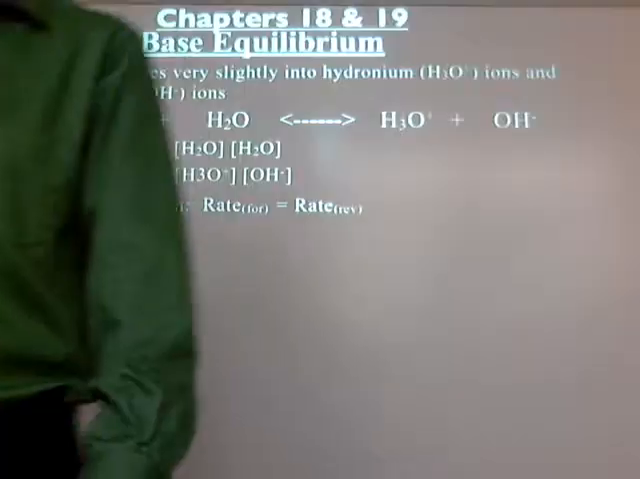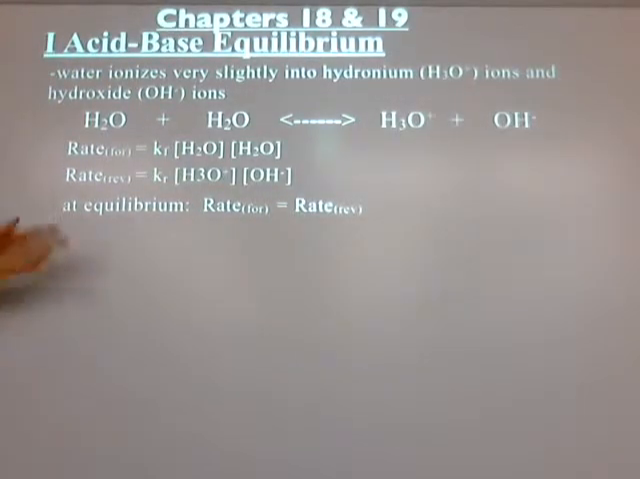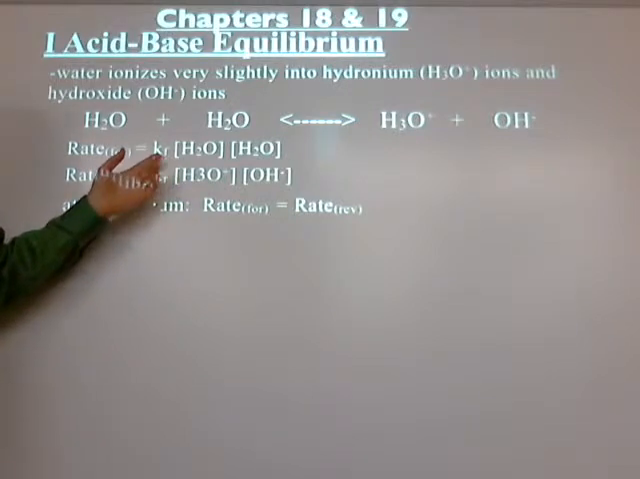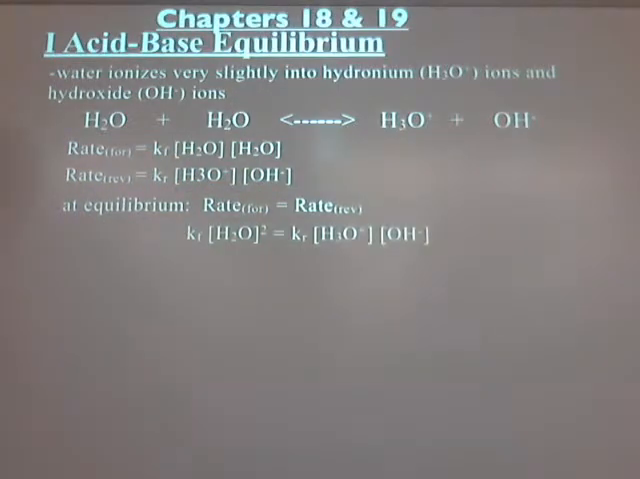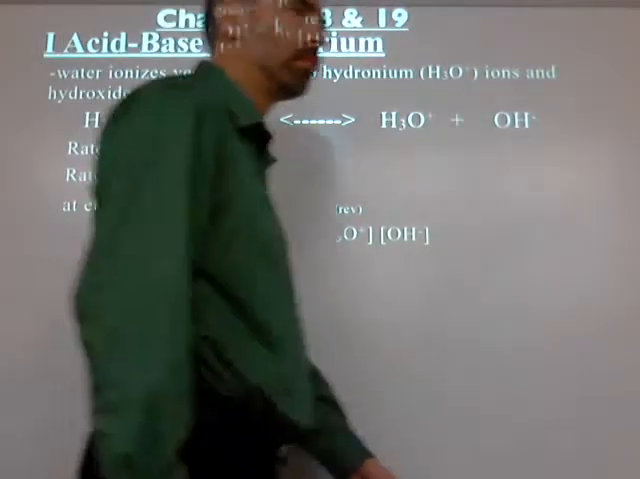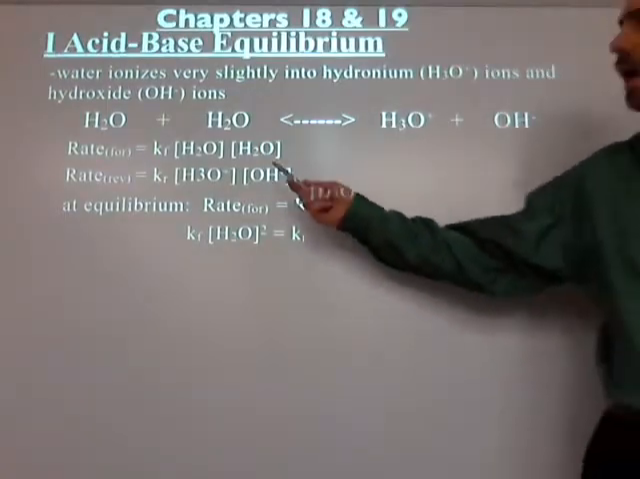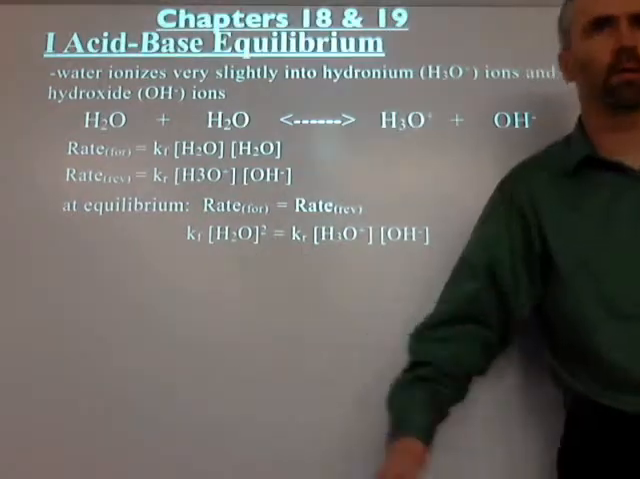Yeah. That's all I need. All right, so if the forward and reverse rates are equal at equilibrium, then that also means this is equal to that, right? Agreed? It's the same basic idea. Notice what I did with the waters. Instead of having water times water, I have water squared.